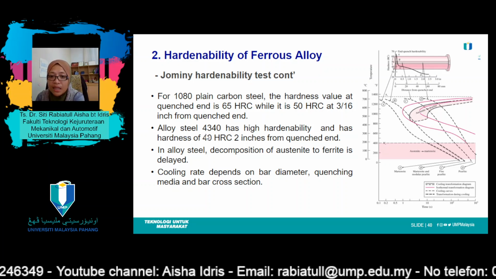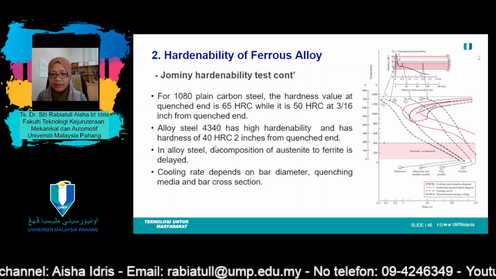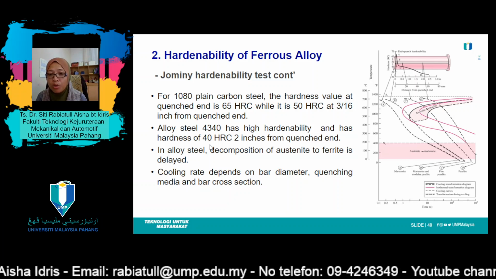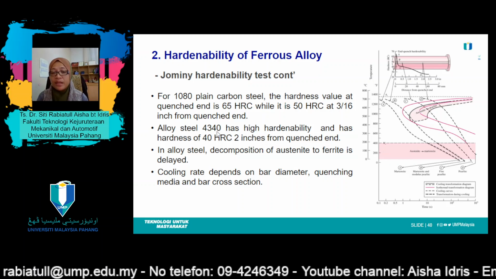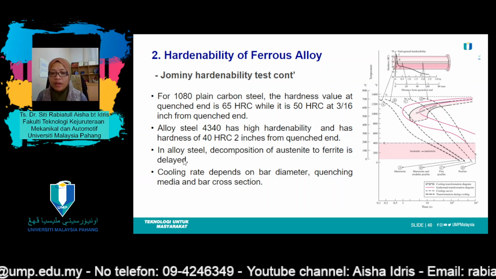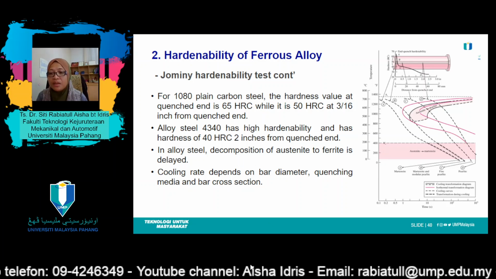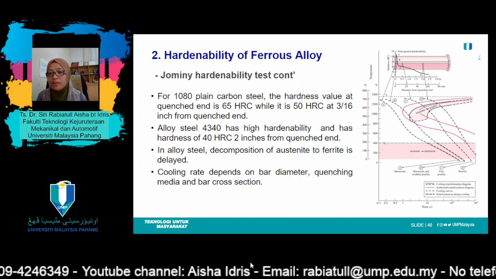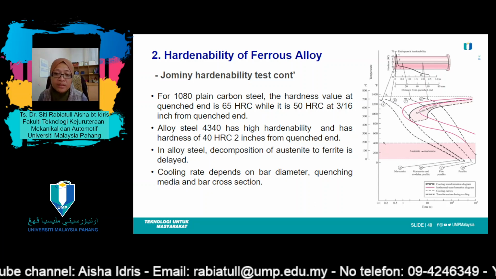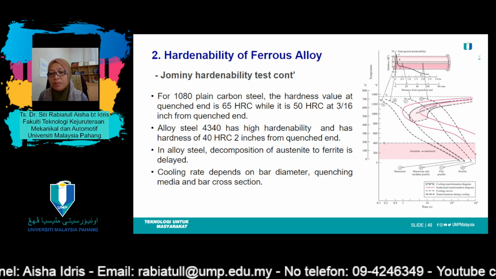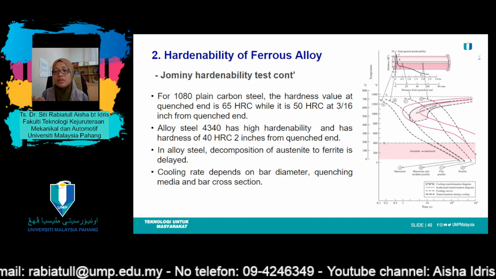And alloy steel 4340 has high hardenability and high hardness, with a value of 40 Brinell hardness 2 inches from the quenched end. This one is another grade of alloy steel. In alloy steel, decomposition of austenite to ferrite is delayed because cooling rates actually depend on the diameter of the bar, quenching media, and cross section of the specimen itself. That's why the transformation of austenite to ferrite is delayed.